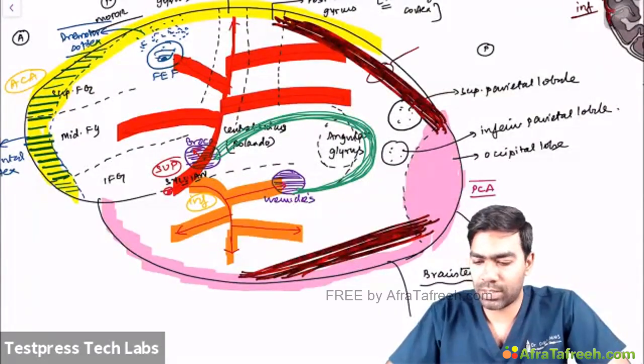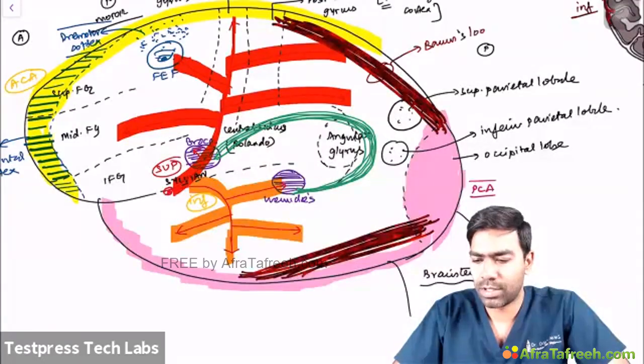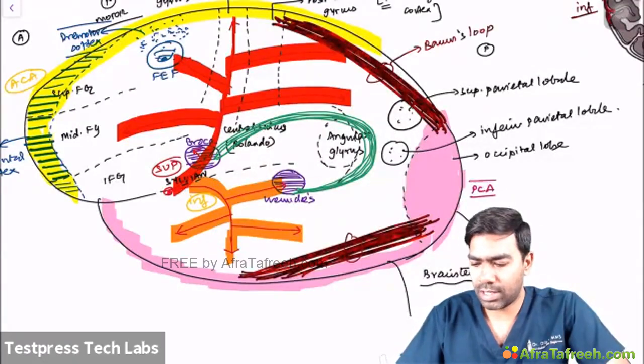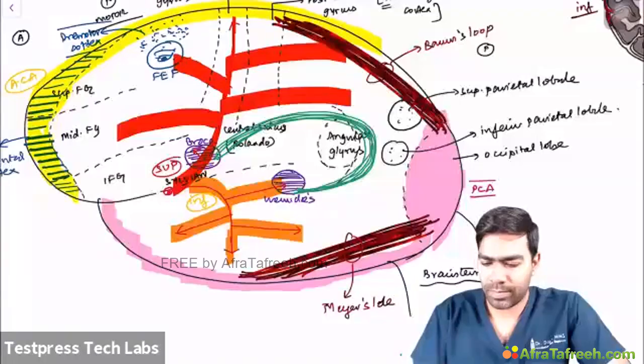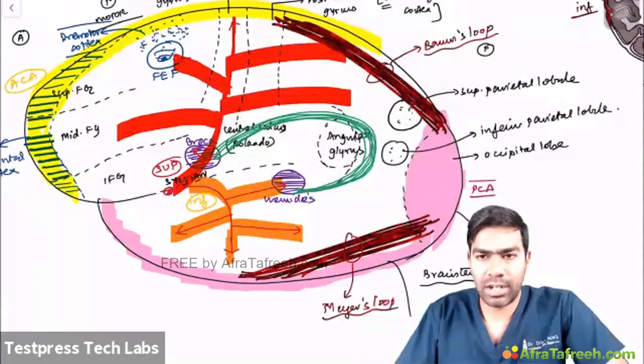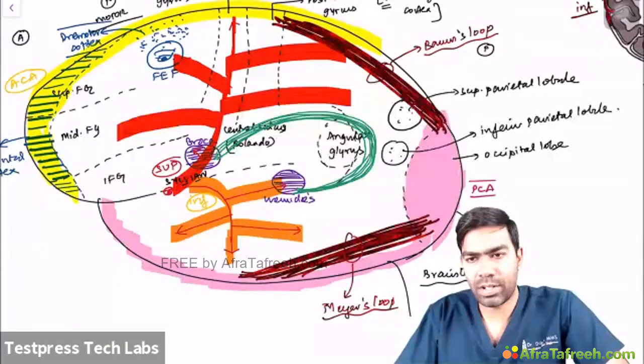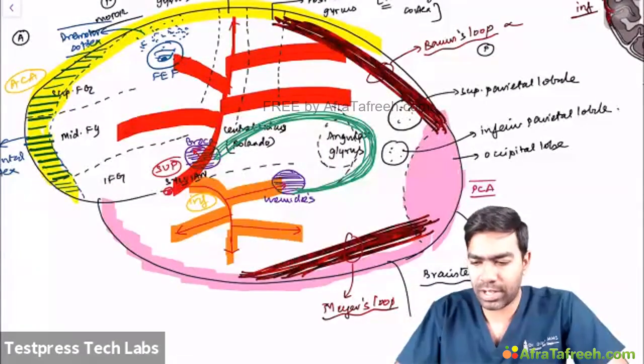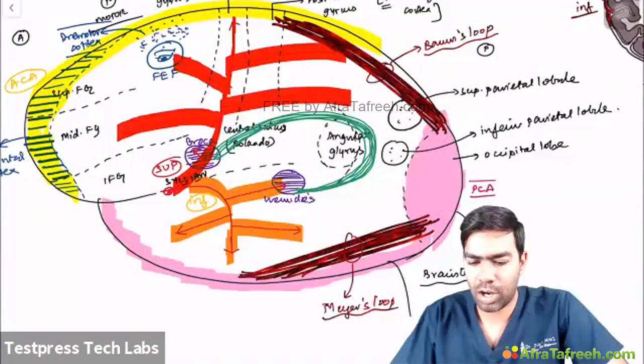So what are these fibers called as? We know these are basically Baum's loop fibers. It's very simple. And these fibers are basically called as Meyer's loop fibers. This is what we have been talking about. That is the reason why whenever you have an MCA stroke, whether it's a superior division or inferior division, you might result in development of visual field defects because you're affecting a chunk of optic radiation and optic tract also.